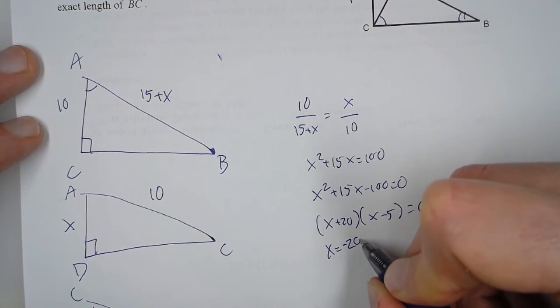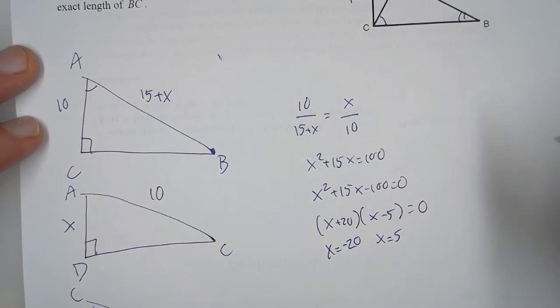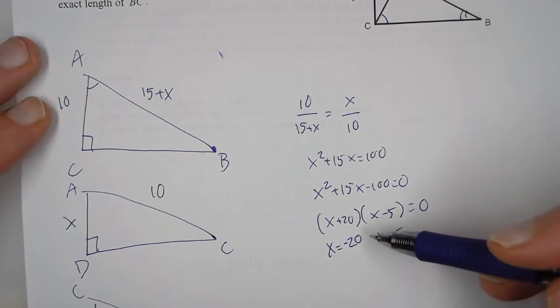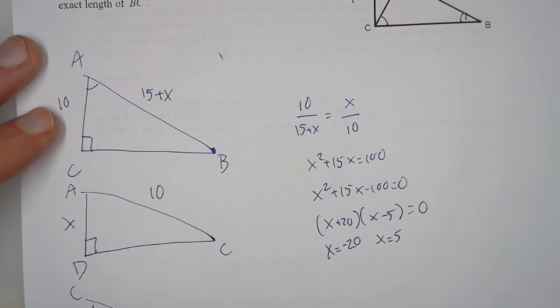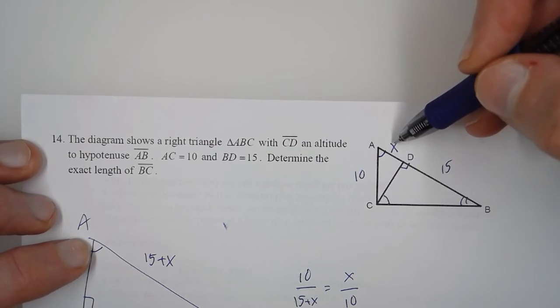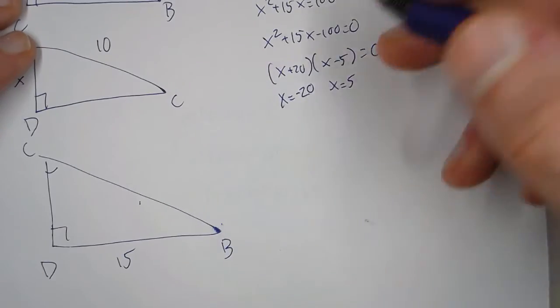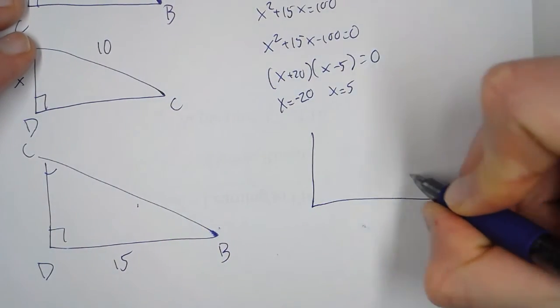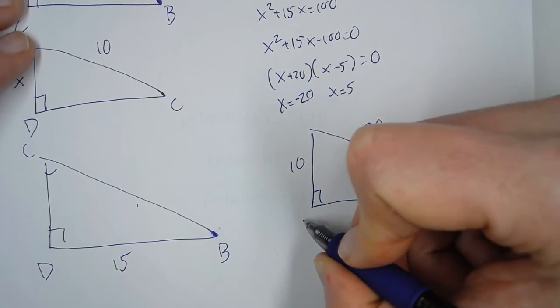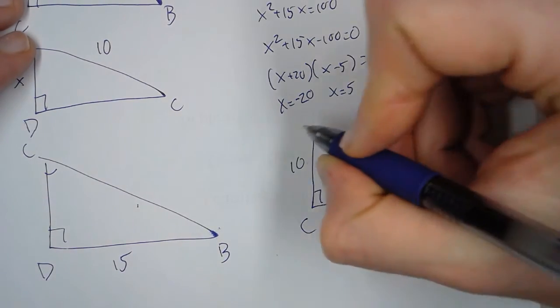So we get two answers. x is negative 20 or x is 5. Well, we can't have a negative length in geometry, so that means x is equal to 5. So now we know that this length is 5, which means this triangle is 20 and 10. Here's C, here's B, here's A.